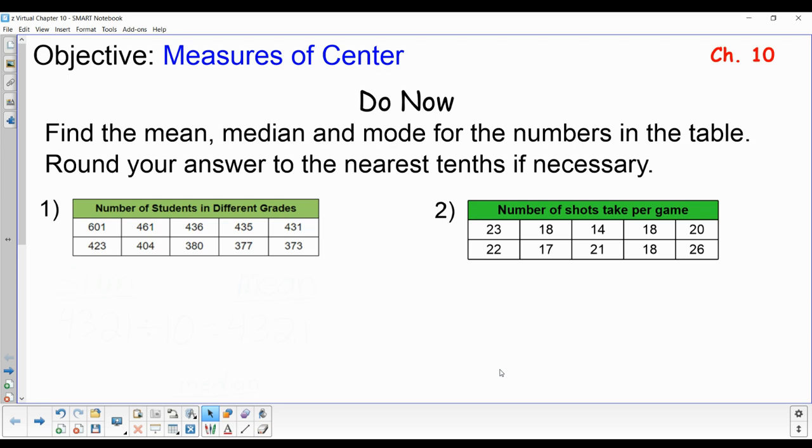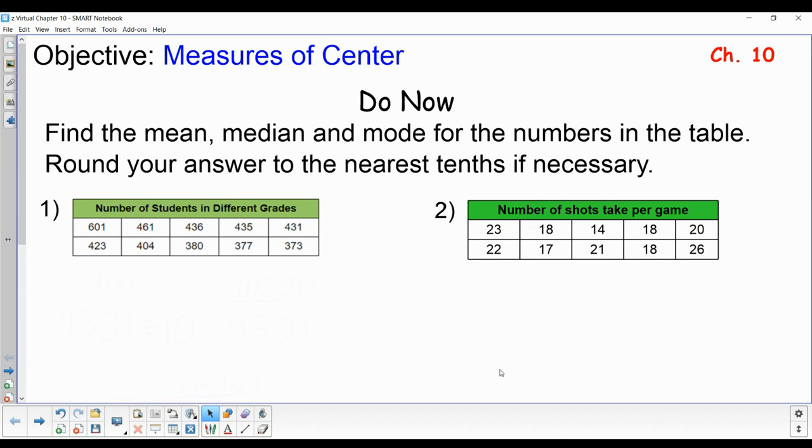Today we are going to review finding mean, median, and mode. You'll notice the objective says measures of center. That is actually the category that they fall into. It's a term that you've not used before because you didn't find more than mean, median, mode, and most likely range. Since that's all you had to do, you didn't have to classify it any farther.